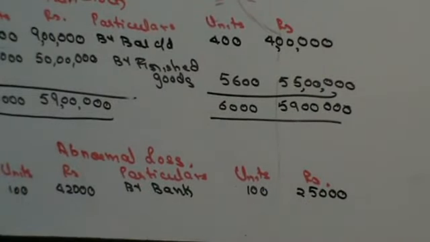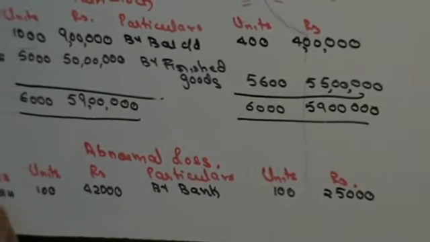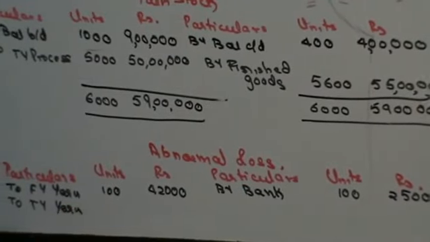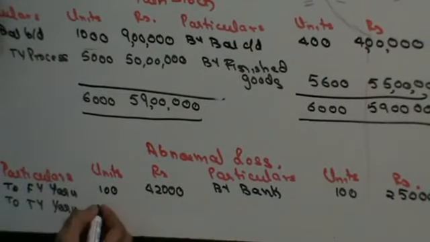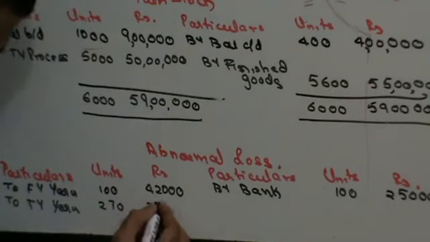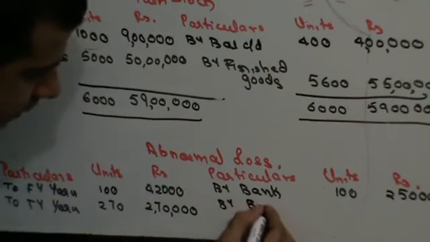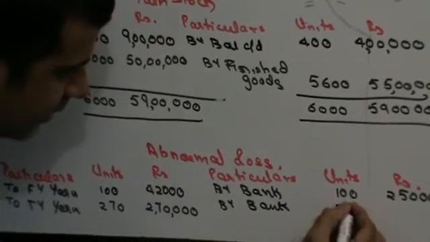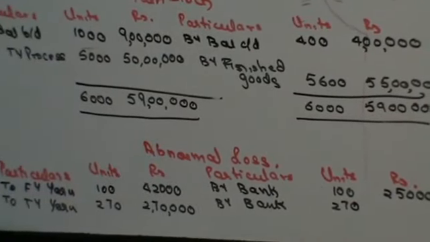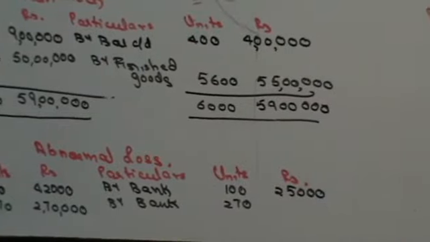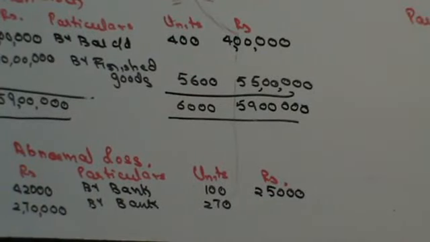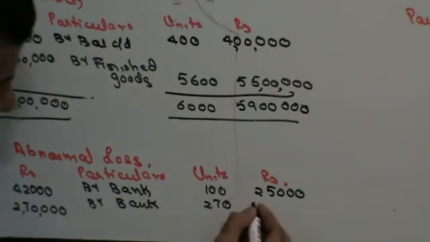Where else do I have abnormal loss? I have abnormal loss in TY process. So to TY yarn. How much is my abnormal loss in TY? 270 units, and this is 2,70,000. How do I tally this? By bank. Write the same number of units and multiply it by the scrap value. Scrap value of TY process is 400. So 270 into 400 is going to be 1,08,000.